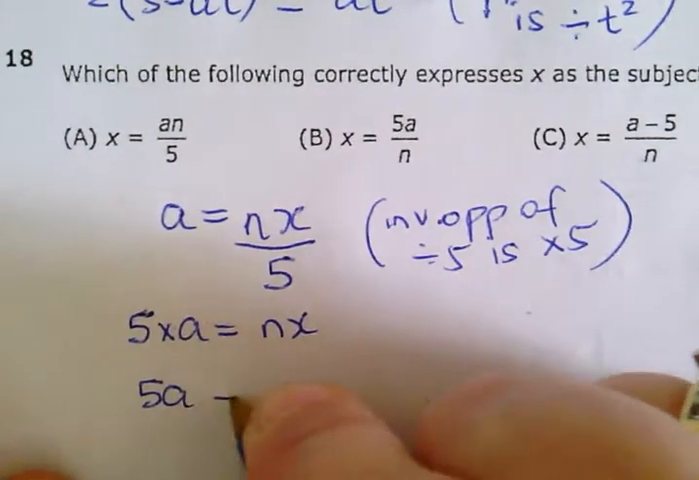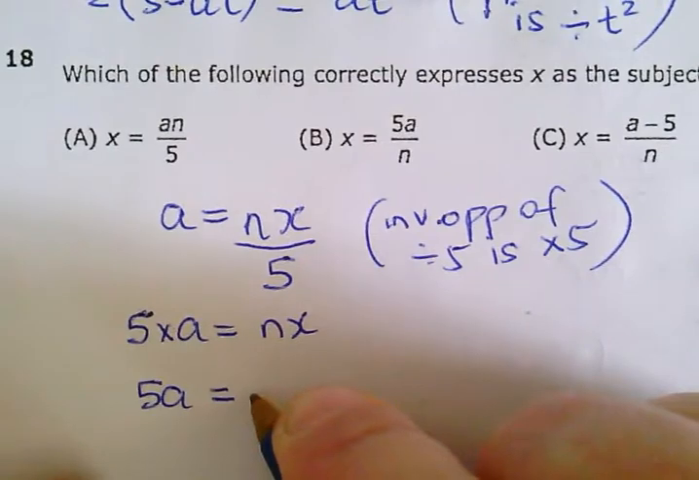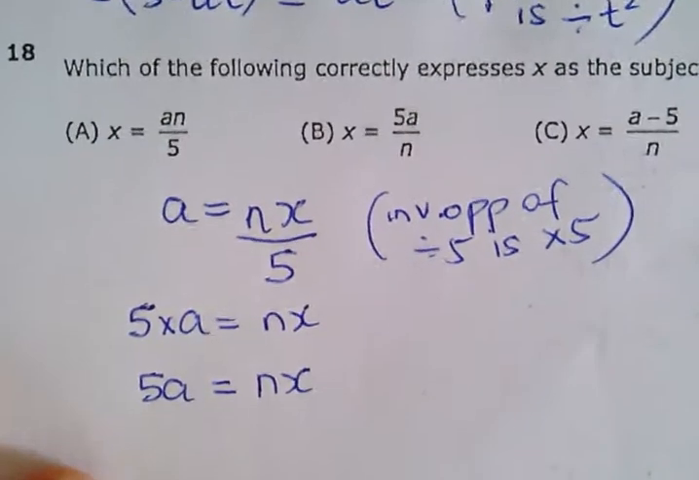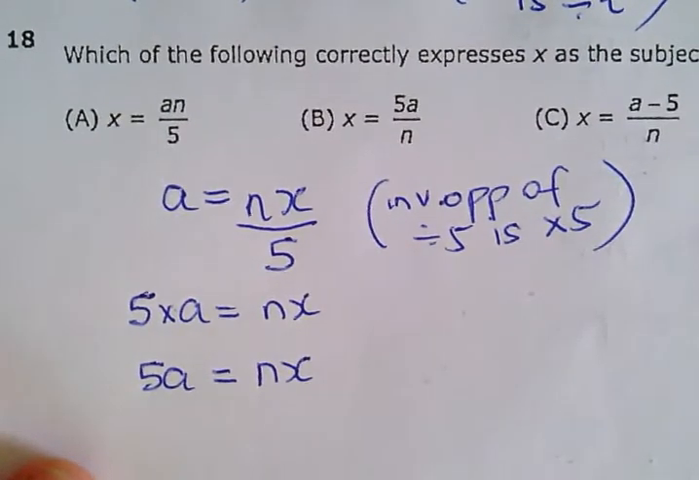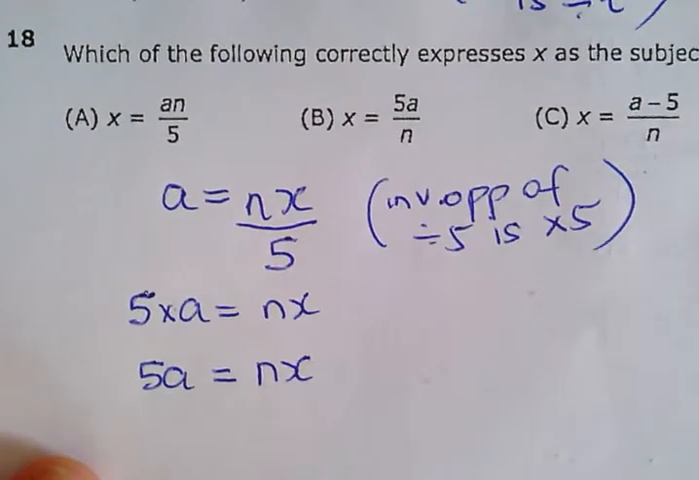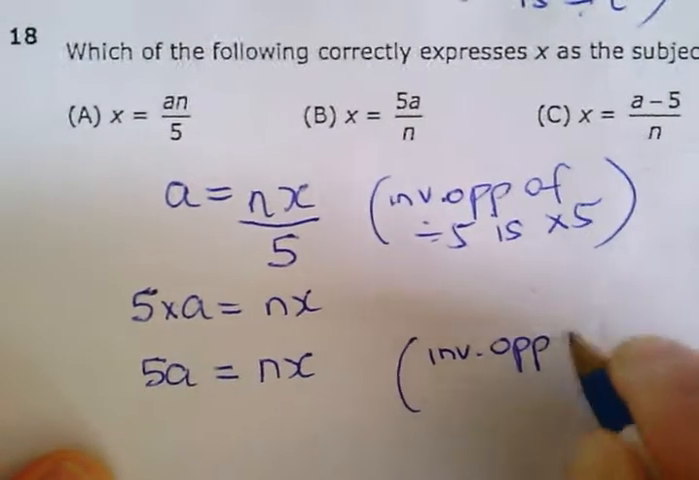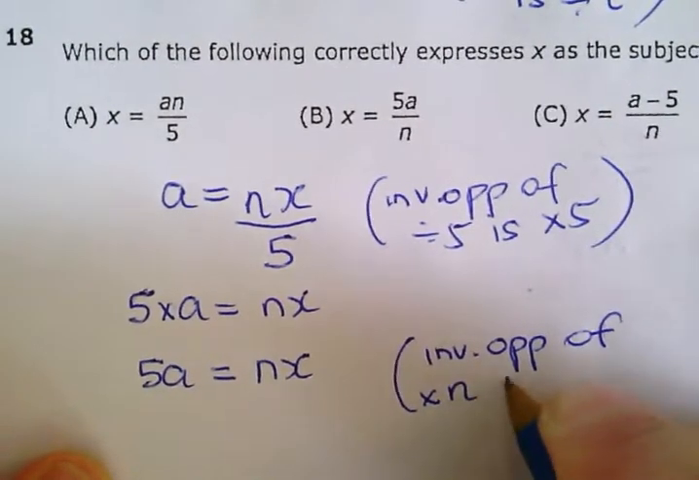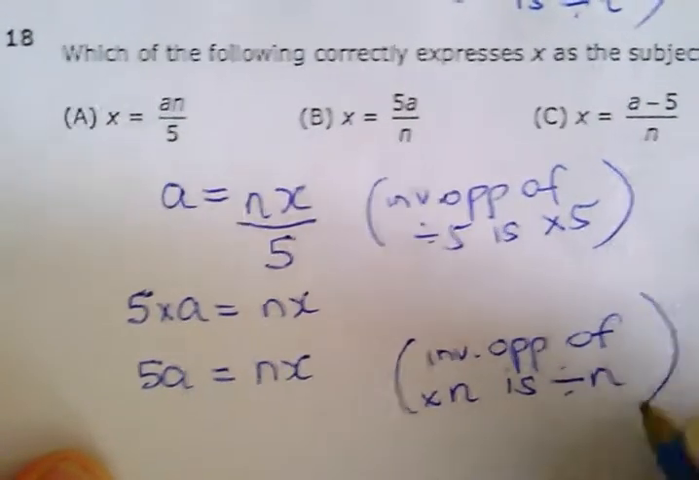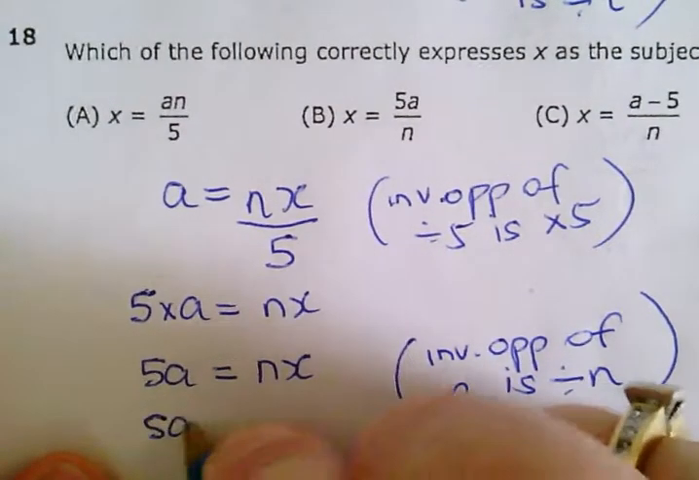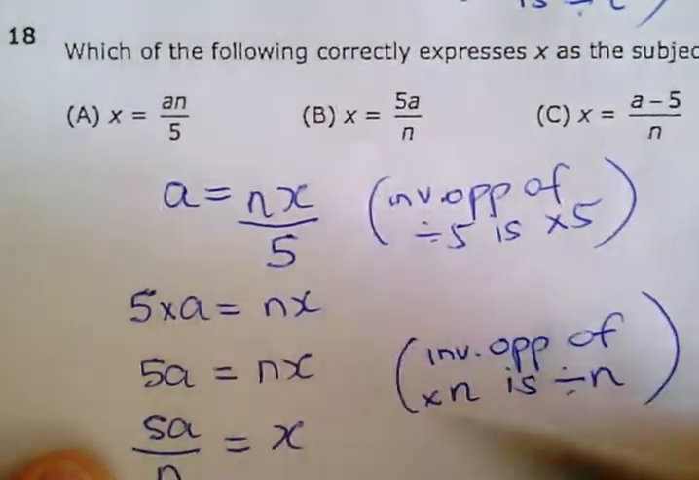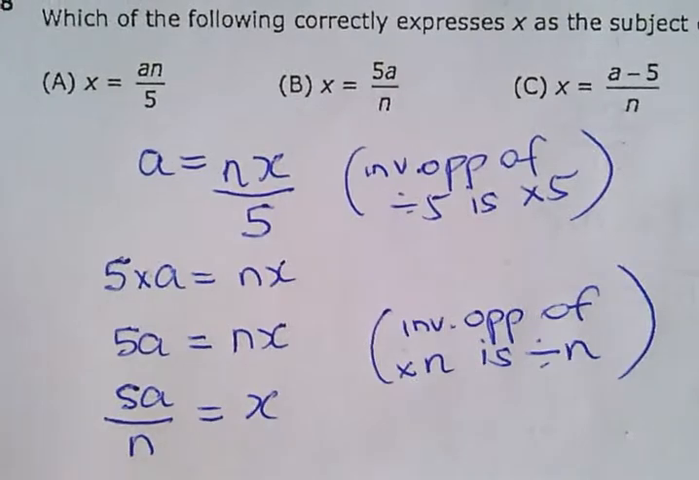So I've got 5a equals nx. What do I do? I want the x on its own. How's it attached? With a times. The inverse operation of times n is divide by n. So I'll divide by n. 5a over n equals x. Okay?